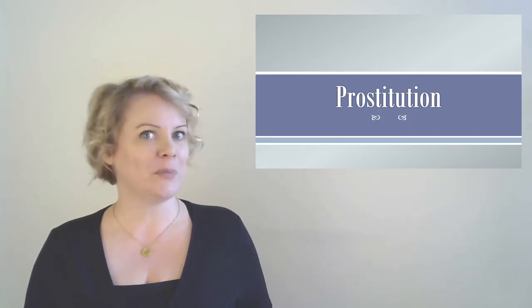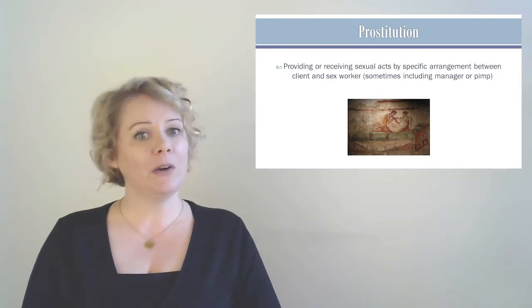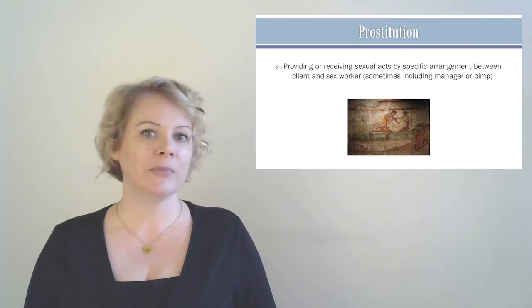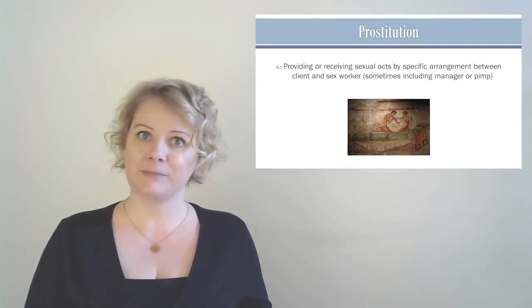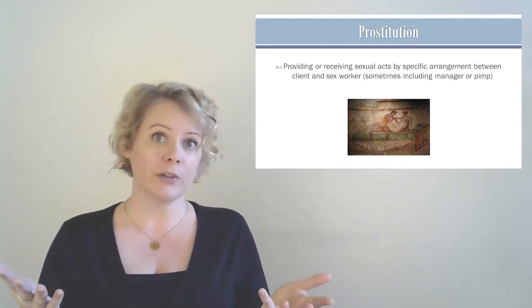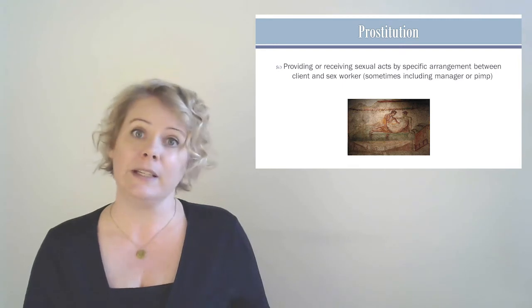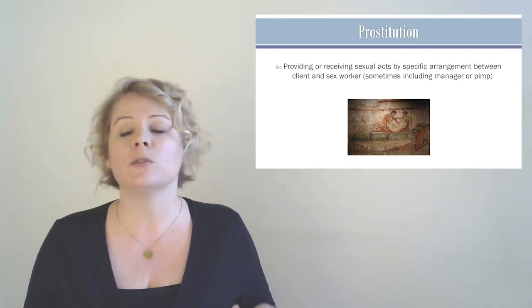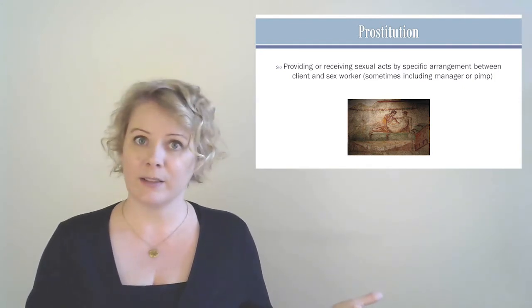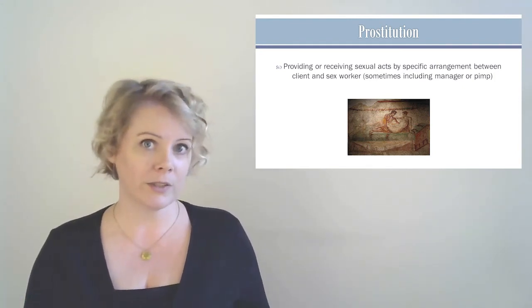So finally, we come to prostitution, which is perhaps the most literal example of selling sex. So the technical definition of prostitution is this: providing or receiving sexual acts by specific arrangement between client and sex worker, sometimes involving a manager or a pimp. So basically, in regard to prostitution, it's one person selling sex to another person. Occasionally, there is a kind of intermediary. This is often done for safety reasons or sometimes just for profit reasons. But the basic premise here is that you are directly selling sex from one person to the next person.